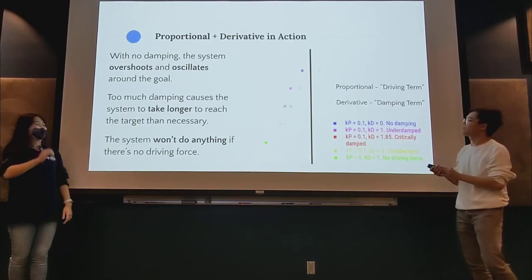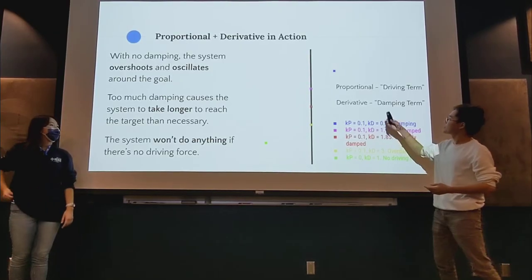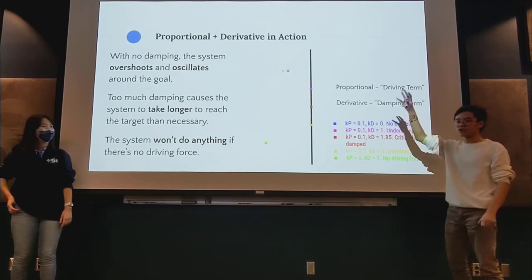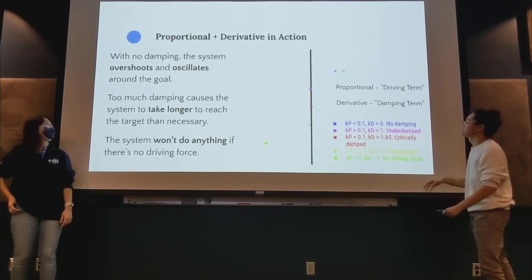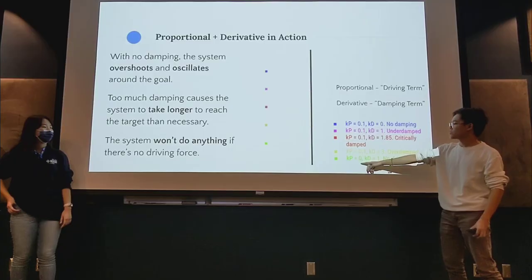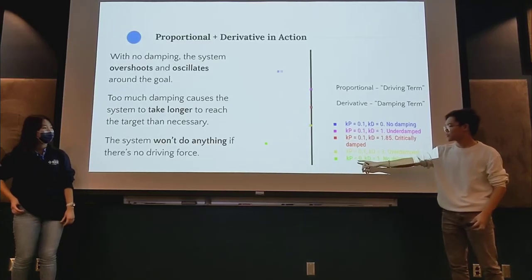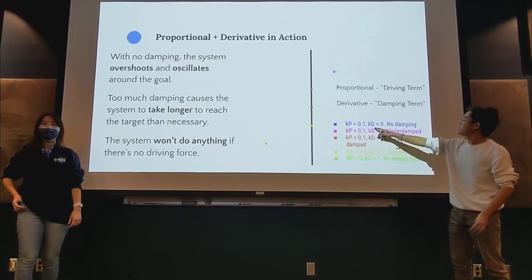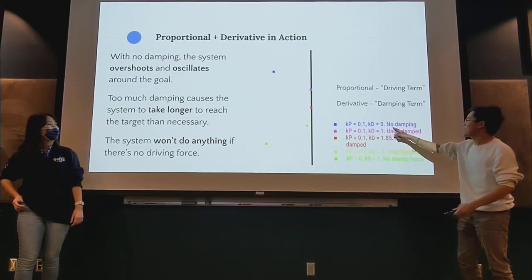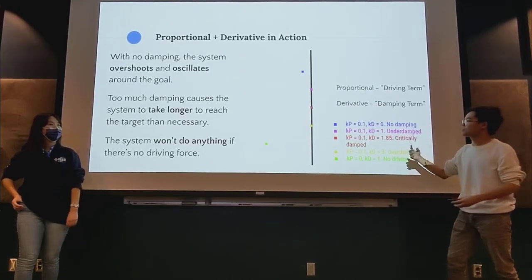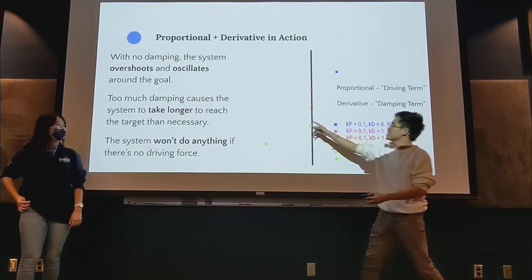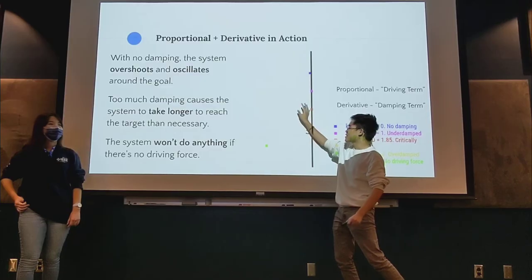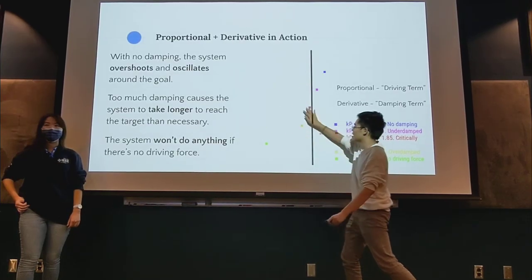A reminder that when we talk about the driving term and damping term, we're talking about the proportional and derivative subcontrollers. So here, we don't have any proportional or derivative subcontroller. KP is 0, that's why that's not moving. Here KP is 0.1, but then we have no derivative term. So what the derivative term actually does is it sees, oh, we're getting towards the goal really fast, so I'm gonna slow down so that I actually stop at the goal.